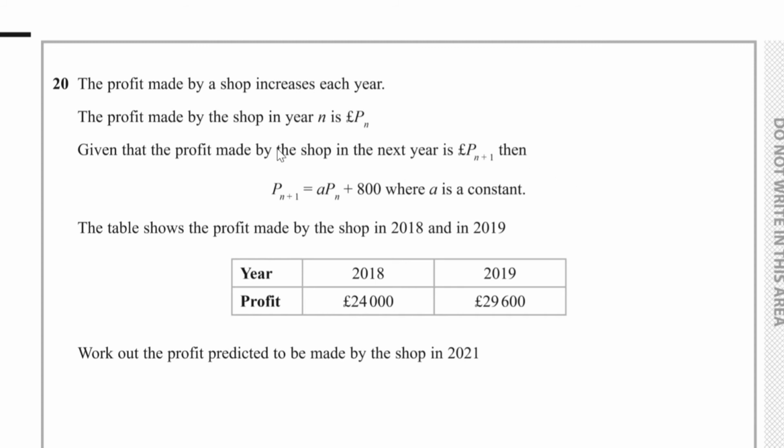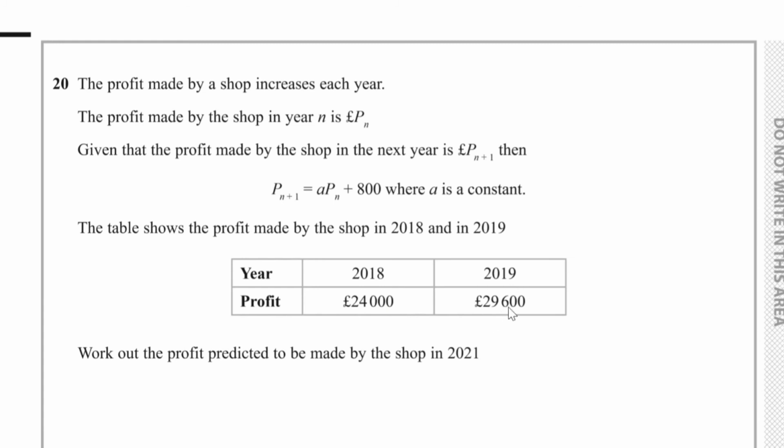Question number 20. The profit made by a shop increases each year. The profit made by the shop in year n is Pn in pounds. Given that the profit made by the shop in the next year is Pn plus 1, then Pn plus 1 is equal to A times Pn plus 800, where A is a constant. And what we have to do is, well, we're given this table which shows the profit made by the shop in 2018 and 2019, and we have to work out the profit predicted to be made in the shop in the year 2021. So in 2018, the profit is 24,000.